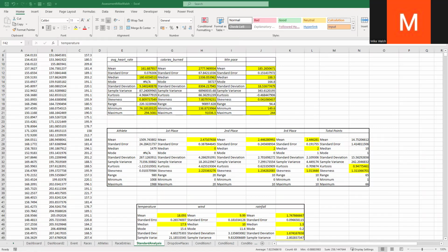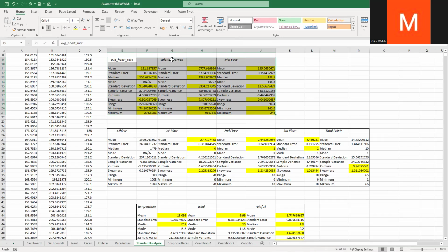So we're going to start at the standard analysis of what I was looking at. It's probably the best place to start. My first question was any relationship between heart rate, calories burned, and minimum pace. So I set out to clean the data to try to figure out what relationship there was.